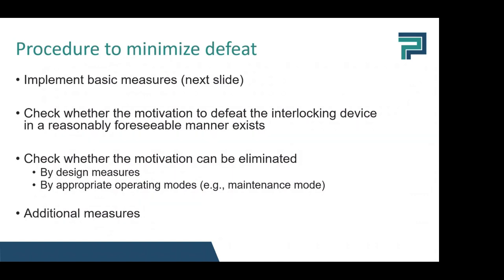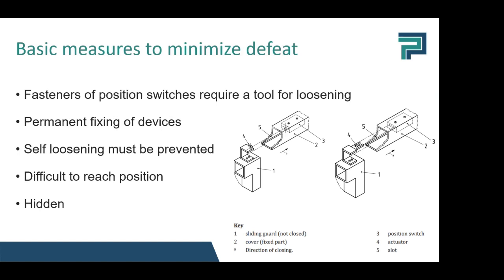For example, we can also choose an appropriate operating mode, for example, maintenance mode. This gives other possibilities to the maintenance personnel, and then there is less motivation to defeat. And also for each type of interlocking device, there are additional measures to be implemented. But first, some basic measures to minimize defeat.